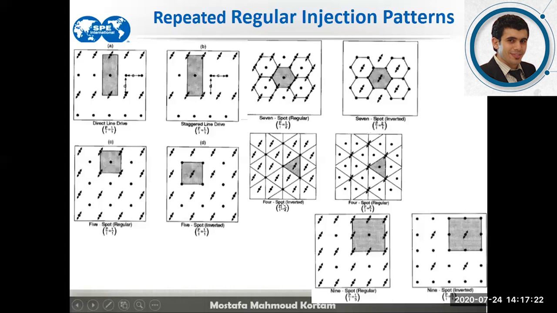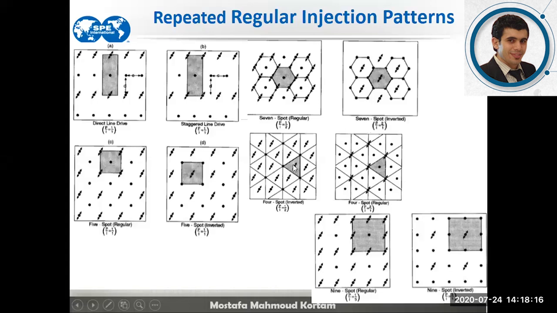The four spot is vice versa with the seven. In the regular one, we are producing double what we are injecting in terms of wells, while in the inverted scheme we are producing half of what we are injecting. So the seven spot inverted scheme has the same number of wells as the four spot in a regular way. Both of them have us producing double what we are injecting, while the regular seven spot is injecting double what you are producing, the same as the inverted four spot.